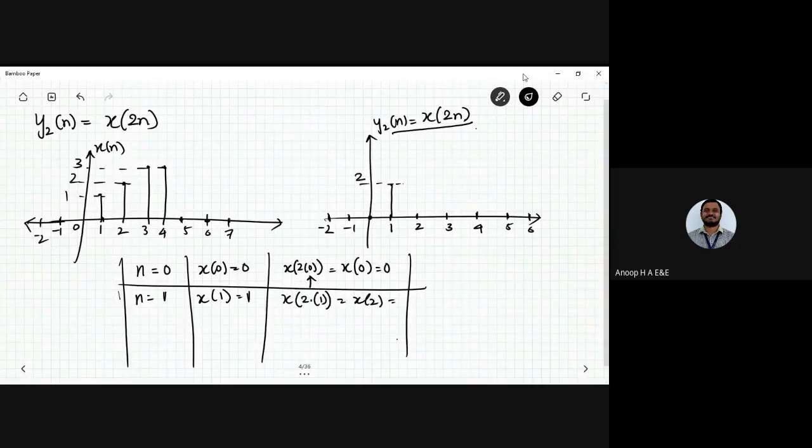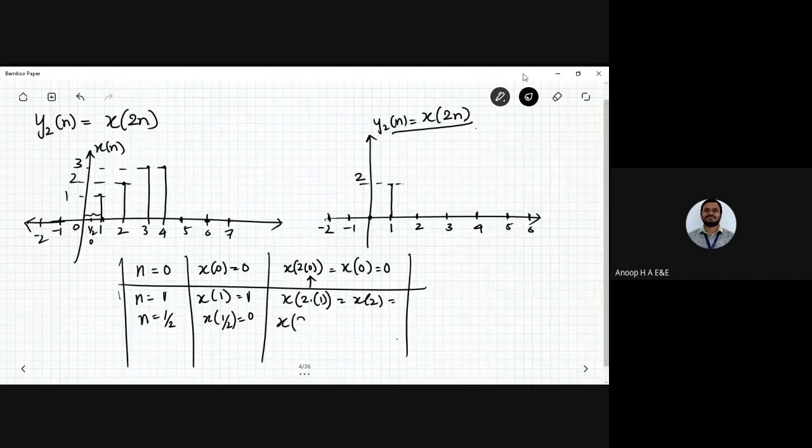Now I need to put a value which is intermediate between 0 and 1. Let me try it as 1 by 2. So x of 1 by 2 is not defined. It is generally taken as 0 there. In the original signal, the value is not specified. If it is not specified, I can take it to be equal to 0. I repeat, if the value is not specified, you can take the value to be equal to 0.